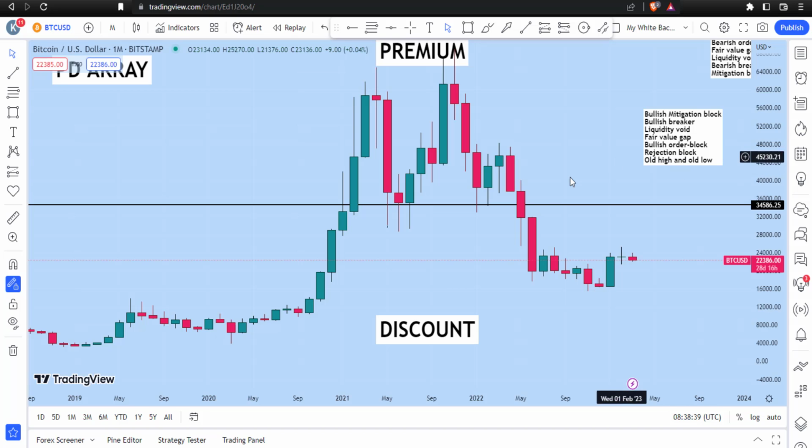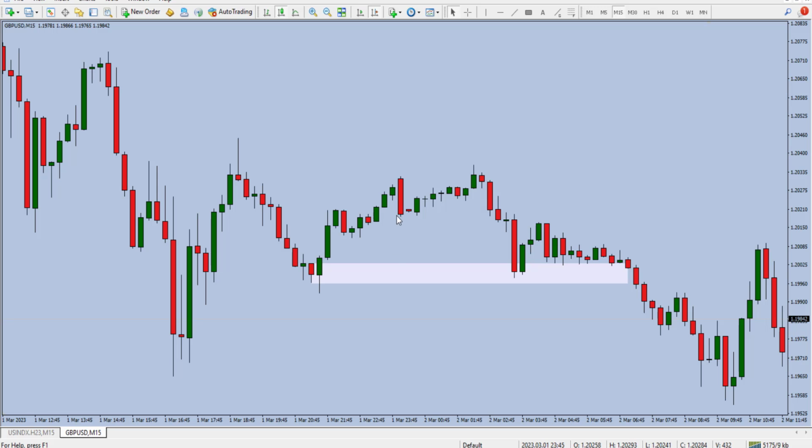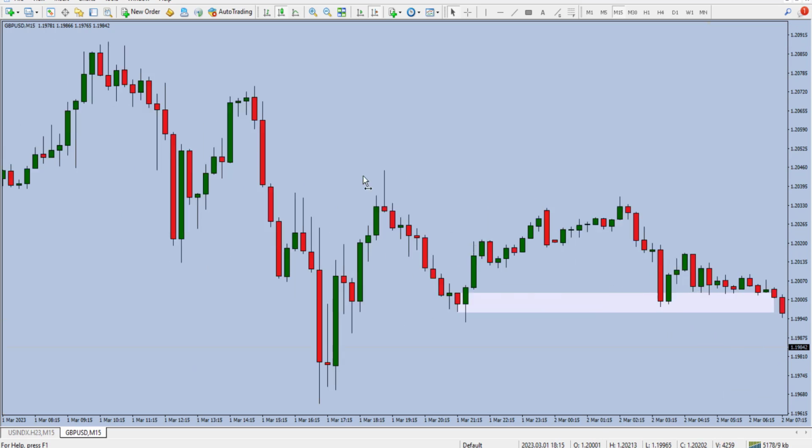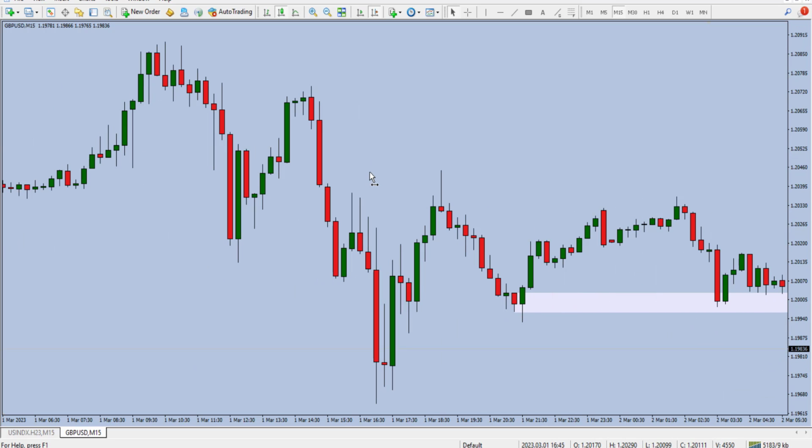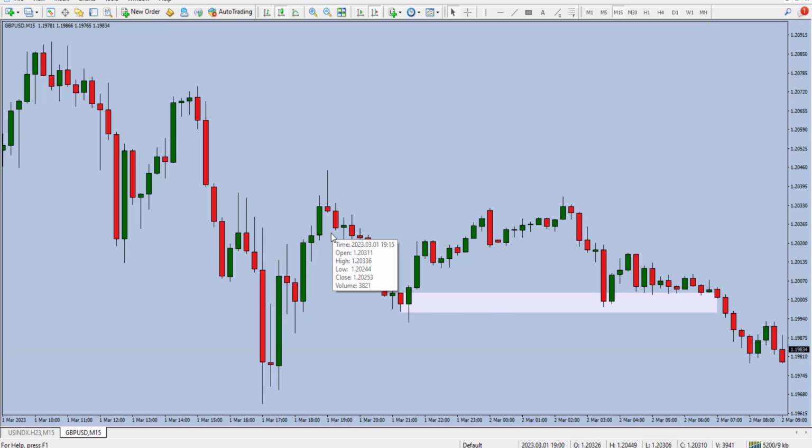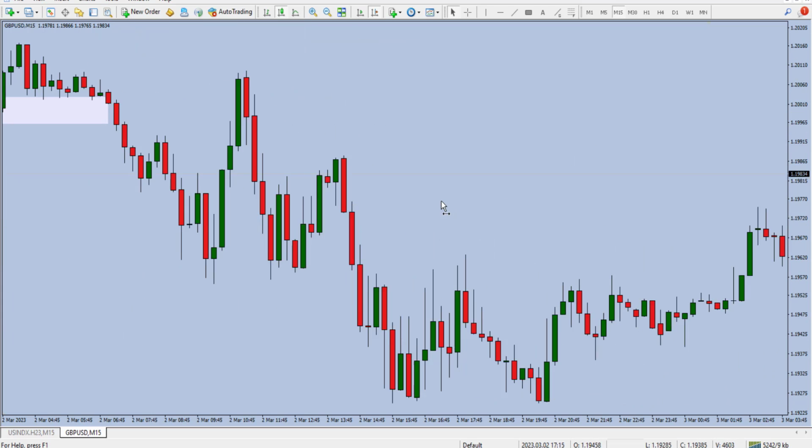The next one is the rejection block. A rejection block can be seen where you have pretty much equal highs, candles that are printing equal highs. It can be seen when you have a price action of 3 candles, just like this. Let me show you this. 1, 2, 3. And then you have the middle candle with the highest wick, just like you see this one. So this is your rejection block. You expect price to bounce around this area. You can see price came and bounced around that area. That is a rejection block.